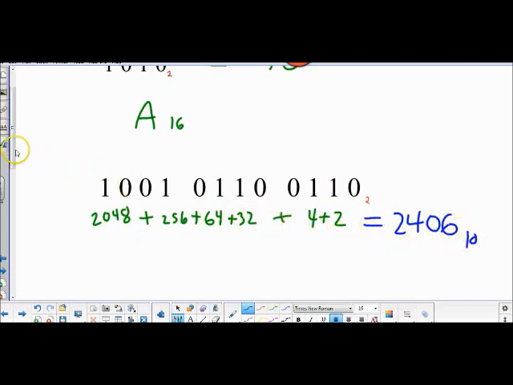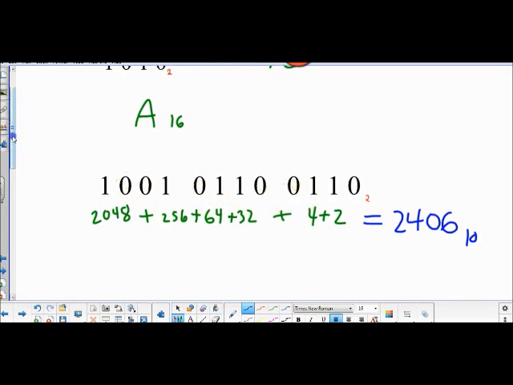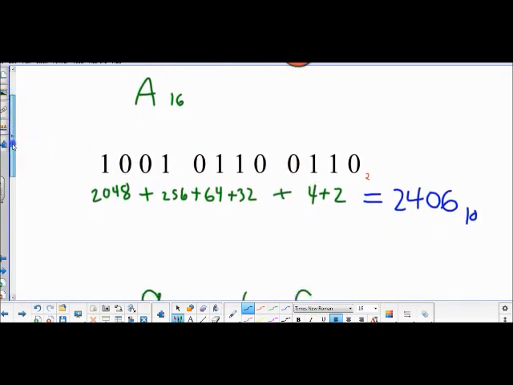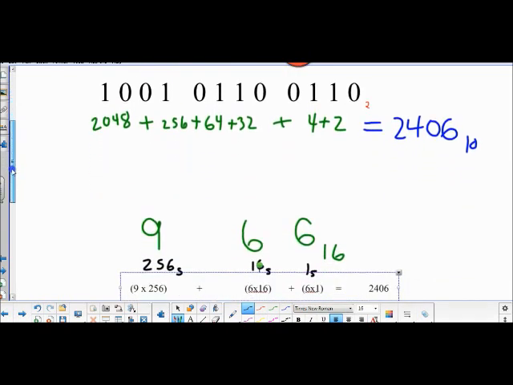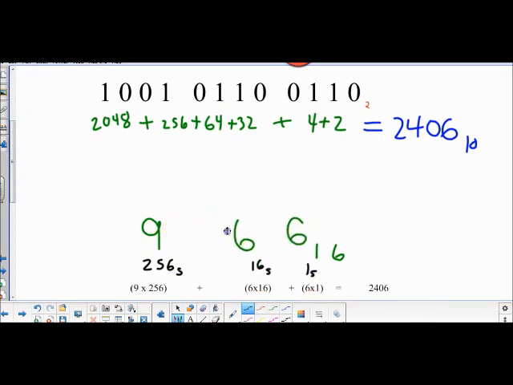Something interesting, again, because we're grouping these in groups of 4s, and every 4 places in base 2 is equivalent to something that we can make in base 16. This is the number that I have below here, 966 in base 16, and I've purposefully spread these out. But 9 256s plus 6 16s plus 6 1s, if we add that together, that is the same 2406.